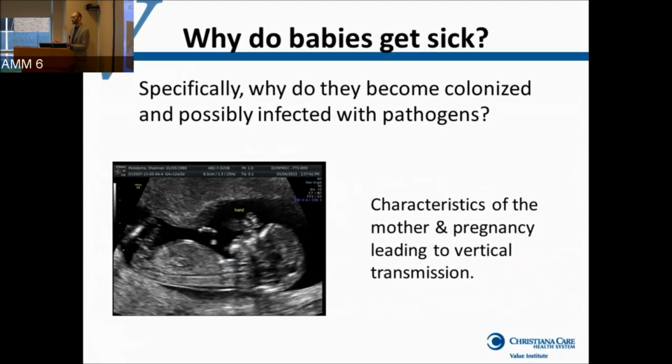So we're talking about what leads babies to become colonized and possibly infected with various pathogens. So it could have something to do with the mom during pregnancy. Did she have some sign of inflammation like chorioamnionitis? Did she have an infection? Like how did the pregnancy go? That's kind of the first step. So what's going on in utero with the baby?